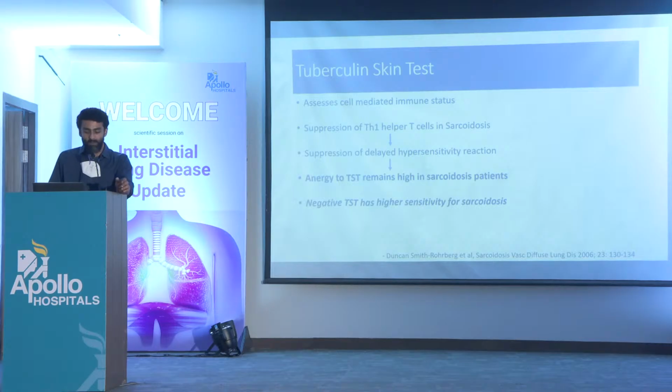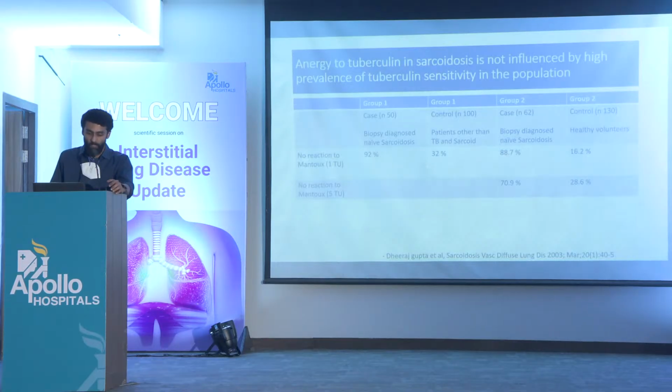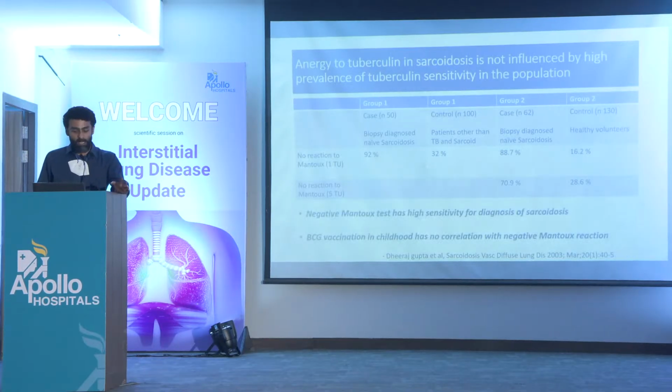So a negative TST has a high sensitivity for sarcoidosis. However, a positive test does not rule out sarcoid. Just remember that a negative test favors sarcoid. Again, just highlighting the same, a negative Mantoux test has a high sensitivity for the diagnosis of sarcoid. A BCG vaccination in childhood has no correlation with a negative Mantoux test.